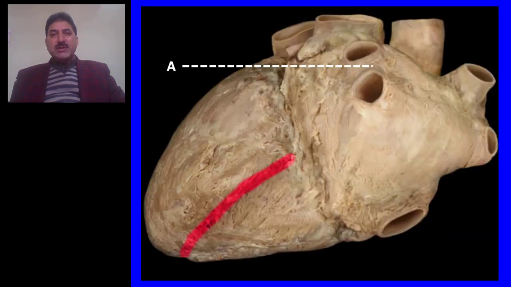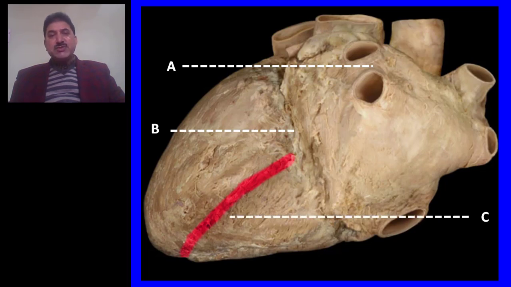In this wet specimen, A represents base of the heart. This is the anatomical base of the heart, which is formed mainly by the left atrium. It receives openings of four pulmonary veins. B is atrioventricular groove. B represents coronary sulcus. This sulcus contains coronary sinus, which is the largest vein of the heart.